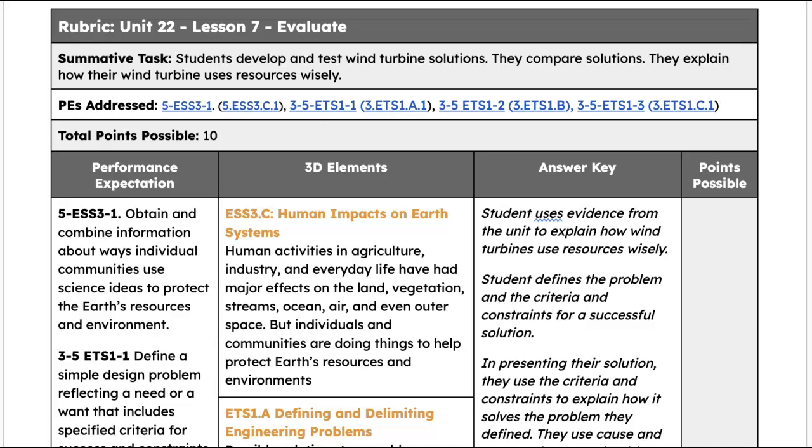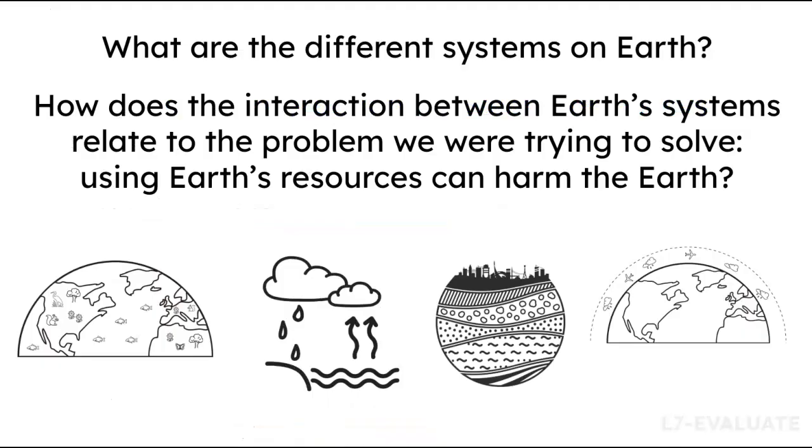This summative assessment and rubric covers standards and elements from across the unit, not just this lesson. You'll then invite students to review what they've learned about using Earth's resources wisely throughout the unit. The goal of this class discussion is for teams to revisit the learning throughout the unit and to wrap up the unit. You can use your summary charts from throughout the unit to help guide this discussion.